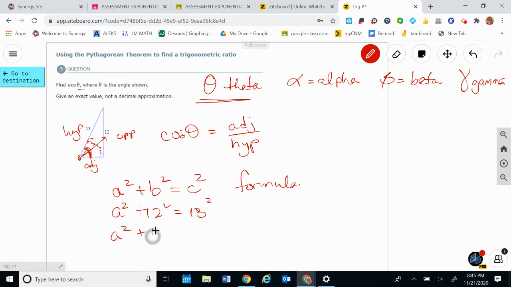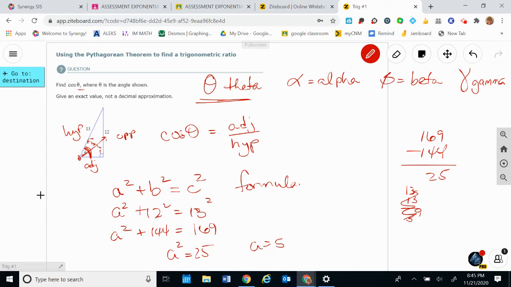So we get a squared plus 144. 12 squared is 144. 169, I believe, is 13 times 13. Why am I forgetting this? Yeah, it is. All right, and then we subtract 144 and we get a squared is equal to 169 minus 144. Look, it's 25, which means a is equal to 5. This is actually one of the triplets I talked about in the other one. 5, 12, and 13 is a really common triplet. You might see it a bunch and you might see it again.